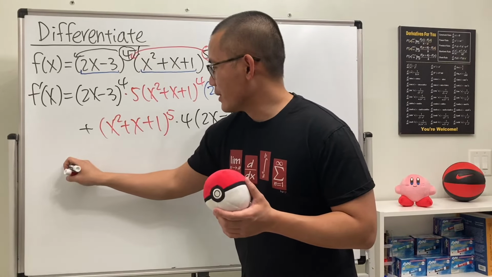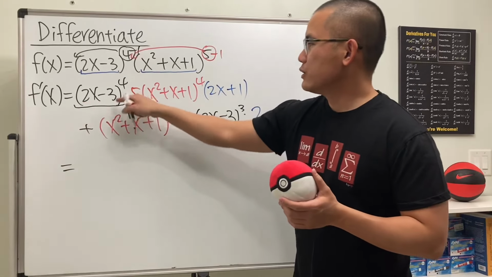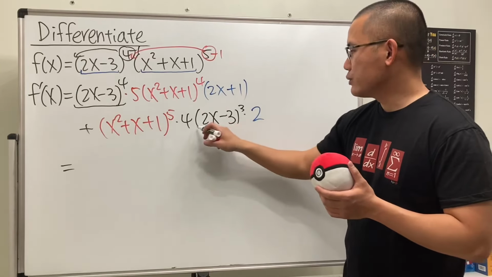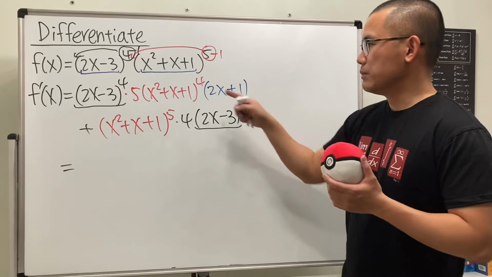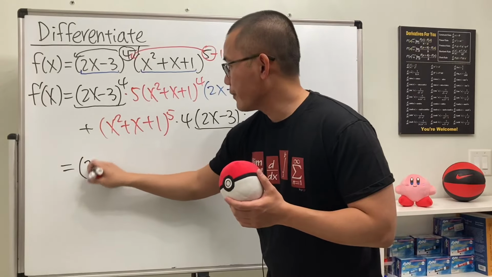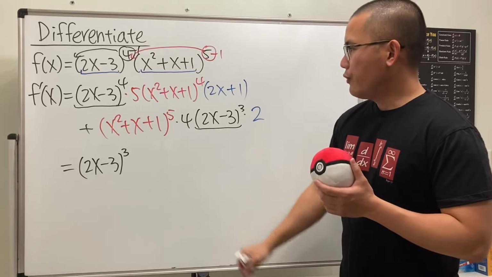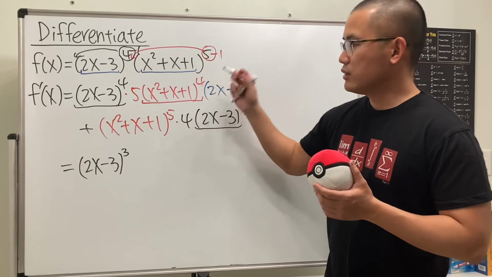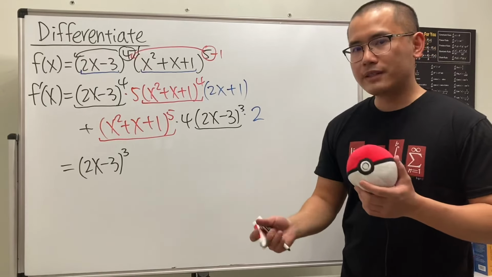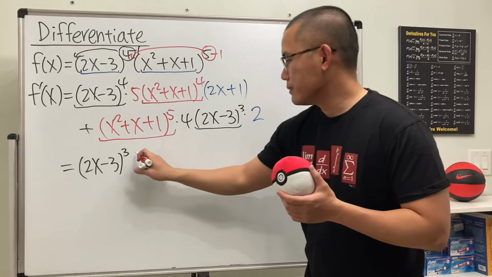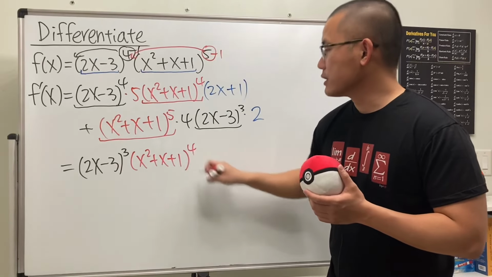There are a few things that we can do. For example, we see that this is raised to the fourth power, but this right here is raised to the third power, so we can factor out the third power, right? The smaller exponent. So let's do that. 2x minus 3 to the third power. And moreover, we see that this right here is to the fourth power, and this right here is to the fifth power, so we can factor out this to the fourth power. So x squared plus x plus 1 raised to the fourth power.